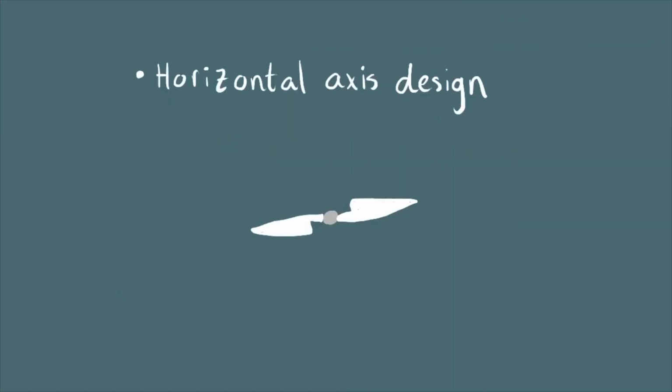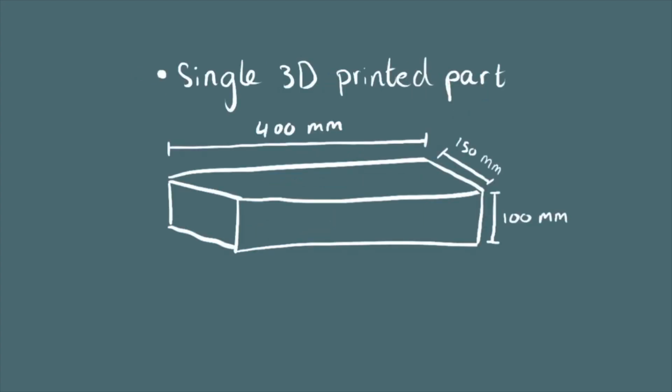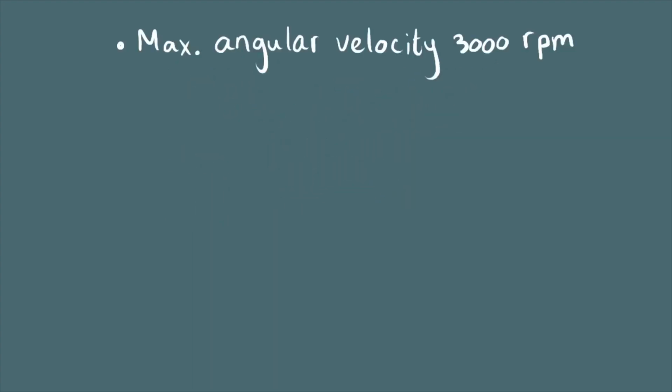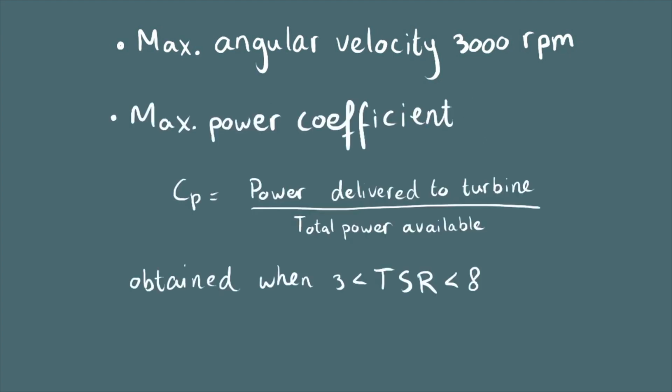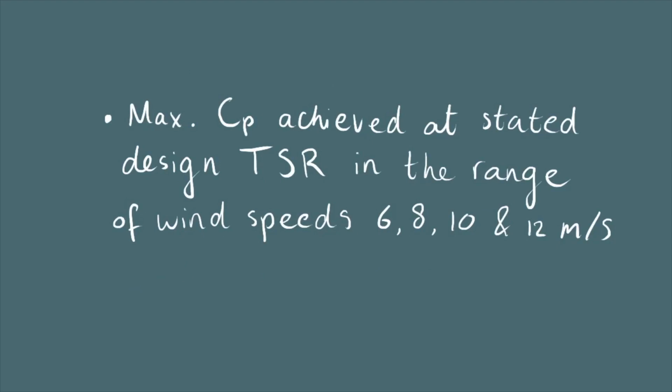Let's start by outlining the design brief. The wind turbine should be a horizontal axis design, rotating clockwise from the wind direction, with a maximum tip-to-tip diameter of 450 mm, and it must be manufactured as a single part by 3D printing, fitting in a box with dimensions 400 by 150 by 100 mm. The maximum angular velocity should not exceed 3000 revolutions per minute, and the maximum power coefficient (CP) should be obtained at a tip speed ratio between 3 and 8. The turbine should reach its maximum power coefficient at a stated design TSR in a range of wind speeds: 6, 8, 10 and 12 meters per second.